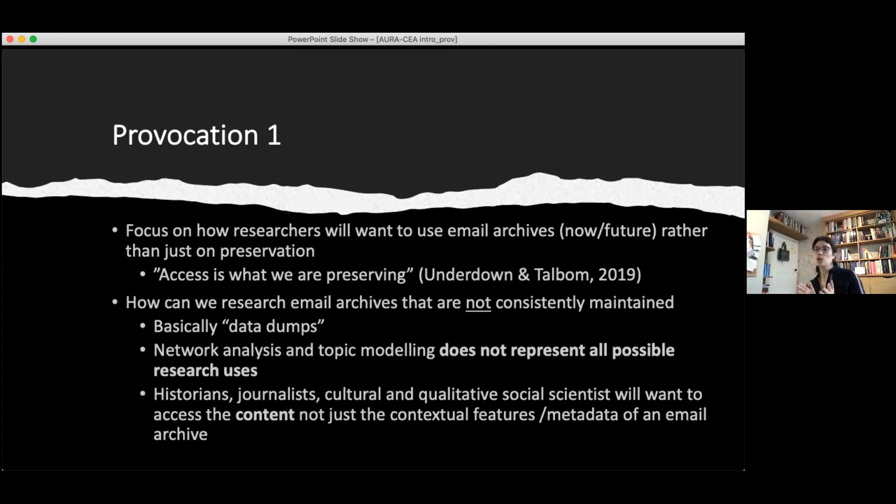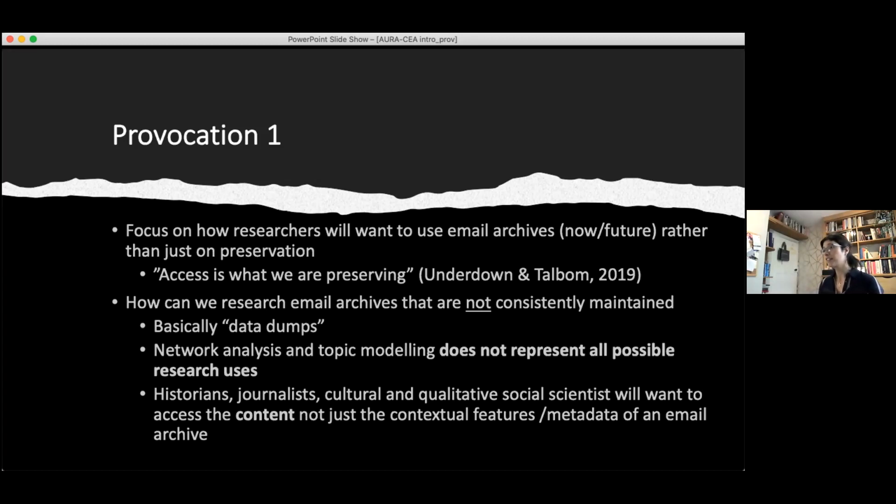And we're also really thinking that a lot of the research that might happen in email archives, specifically at the beginning, might really be in email archives that are not that consistently maintained, because this focus on preservation hasn't been the same for, let's say, 2000, 2001. So the email archives we're looking at the moment.